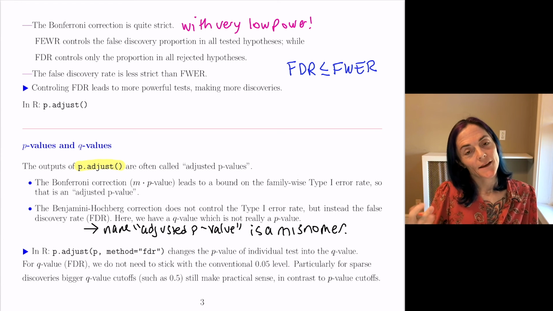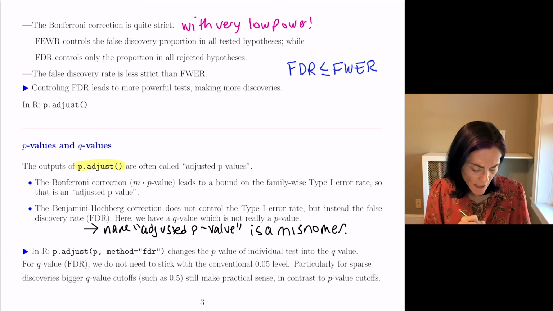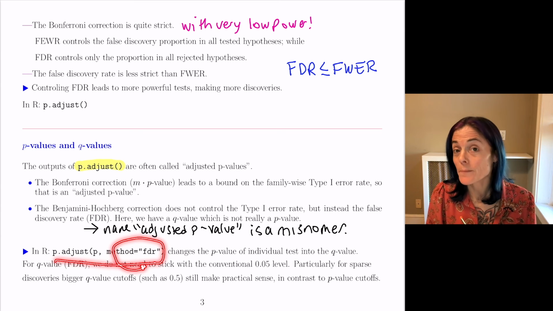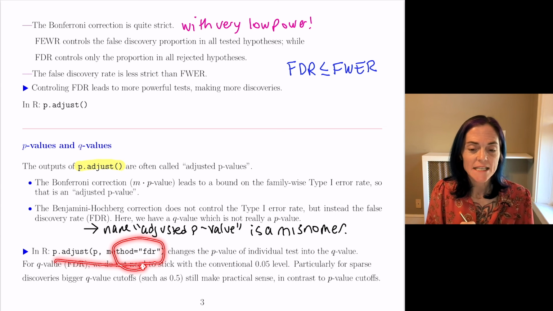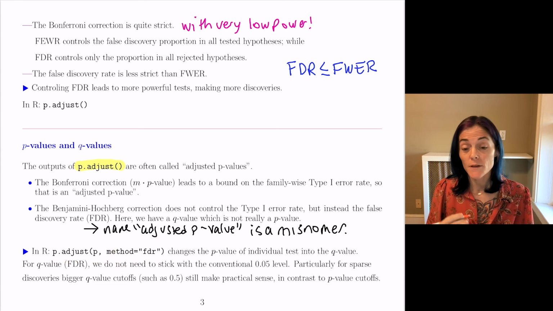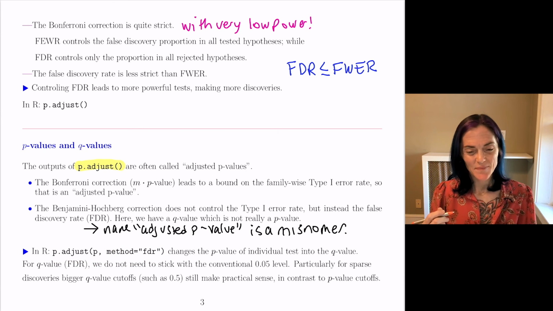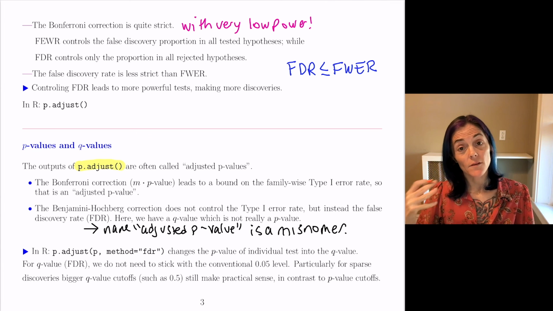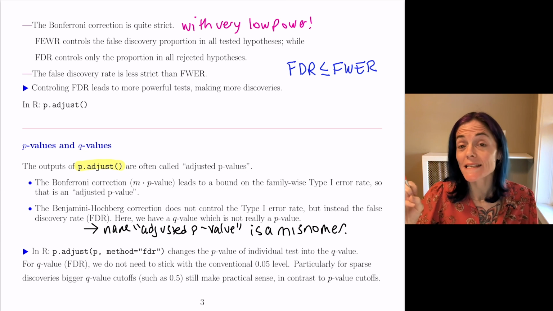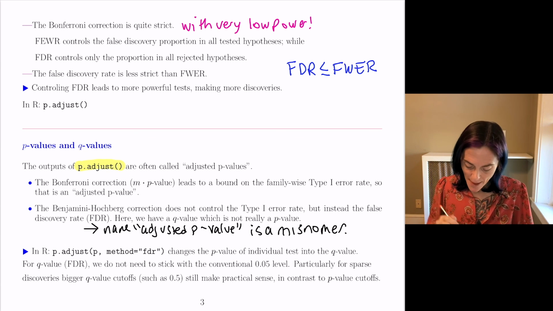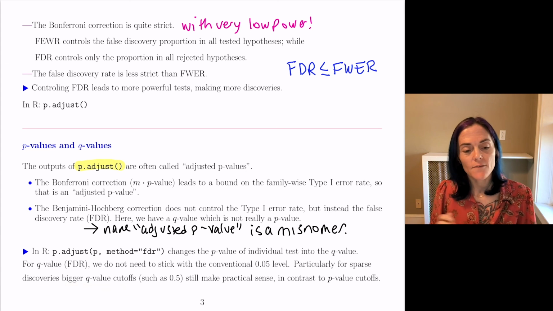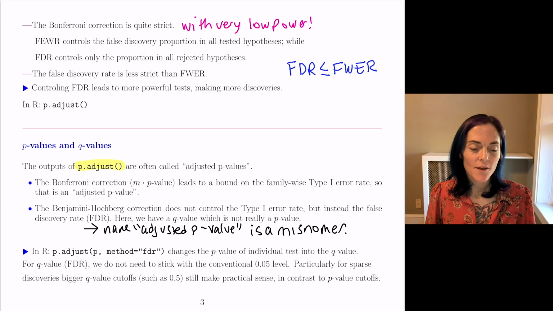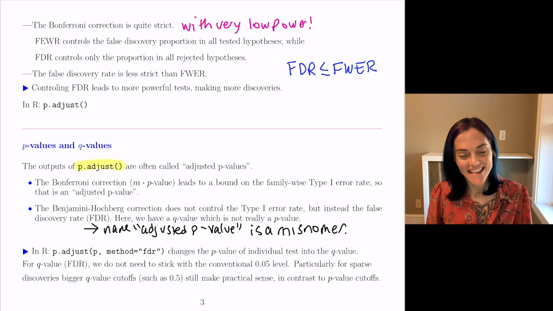My final comment here in this short lecture is the following. If you use this method, FDR, or another way to say that is the Benjamini-Hochberg correction, it changes the p-value of an individual test to a q-value. With this q-value, we don't necessarily need to stick to the 0.05 level, which is conventional when you are discussing p-values. If you have sparse discoveries, sometimes bigger q-values make practical sense, whereas a p-value of 0.5 would not make practical sense.